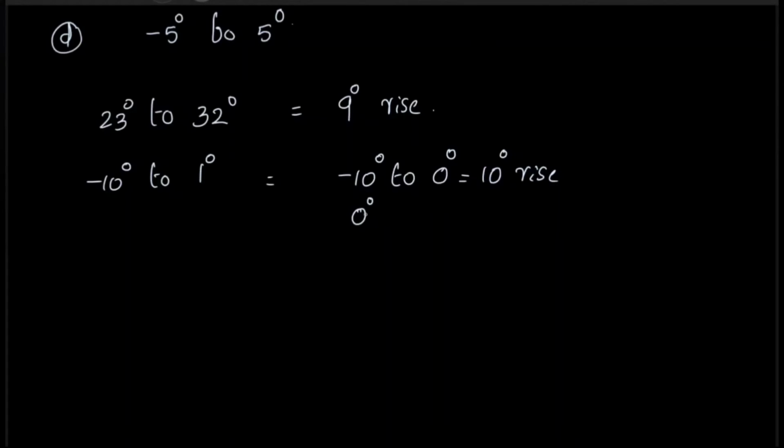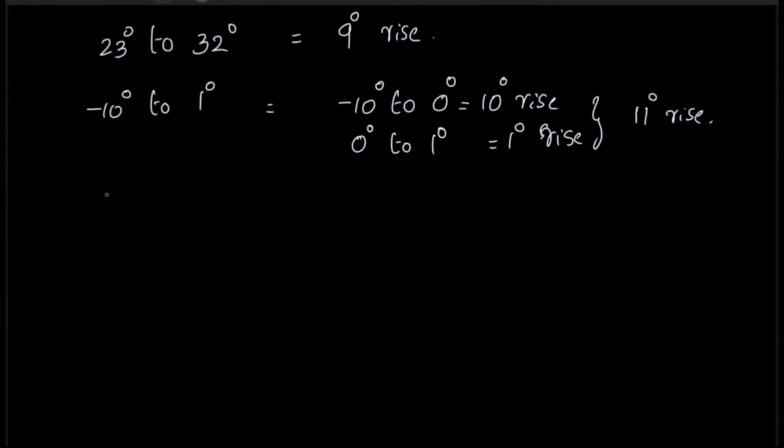Then 1 degree, then 0 to 1 degree means 1 degree rise. So total equal to 11 degree rise. Next option is given as negative 18 degree to negative 11 degree. Just neglect the sign and find the difference. 18 minus 11 equal to 7 degree rise.